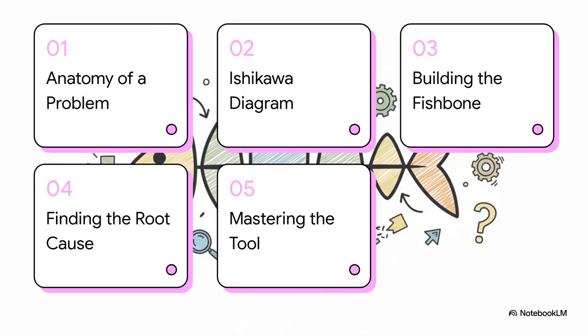So here's our game plan. First, we'll dissect the anatomy of a problem itself. Then, I'm going to introduce you to the Ishikawa diagram. It's a game changer. From there, we'll do a hands-on walkthrough of how to build one, then we'll learn how to zero in on the real root cause from all the possibilities, and we'll wrap up with some pro-level best practices so you can really master this thing.